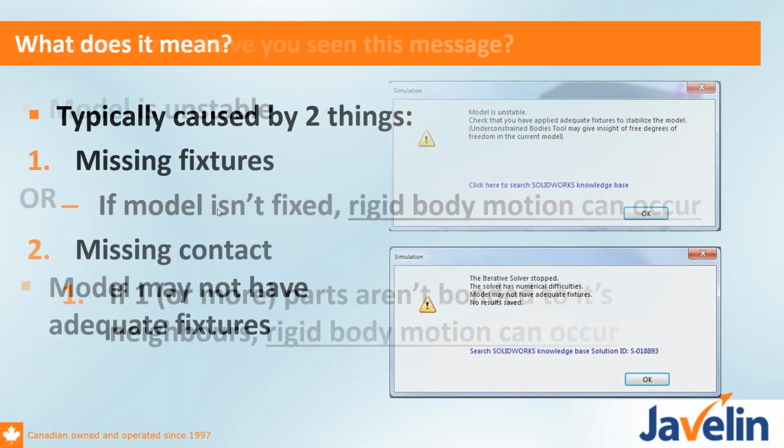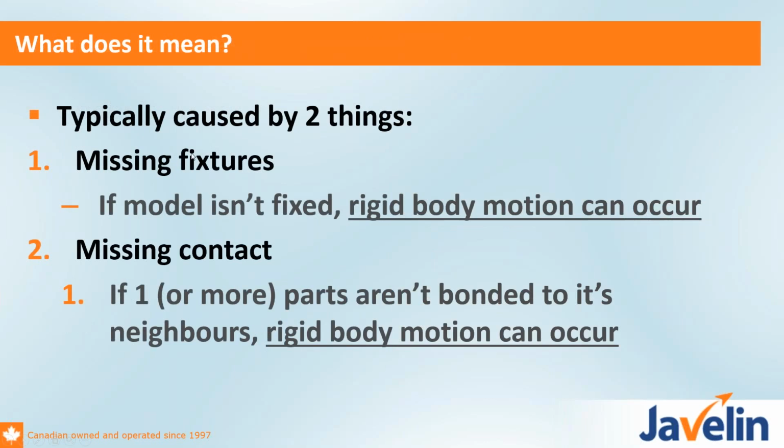So, yeah, what does that mean? We just talked about that. It's either missing fixtures or it's missing contact. And both of those lead to basically either one part or the whole model being able to translate and rotate in a rigid body mode. So we're going to talk about how to fix those today.